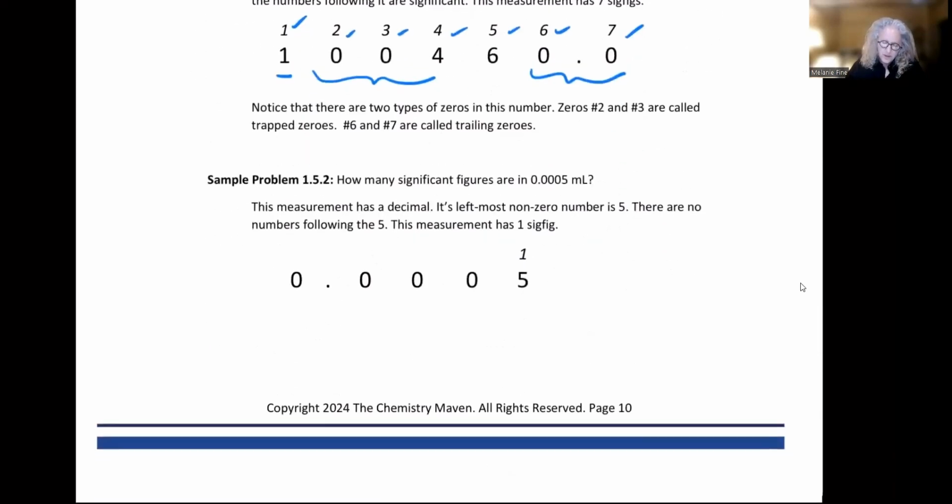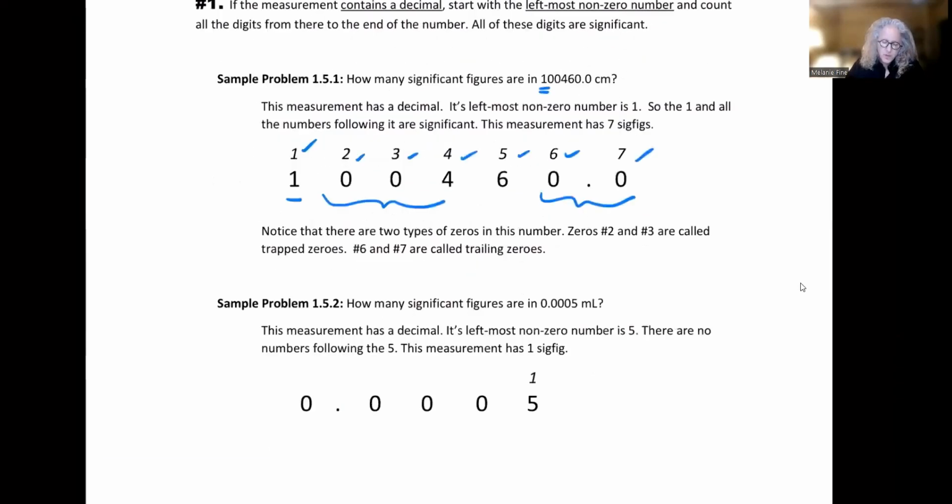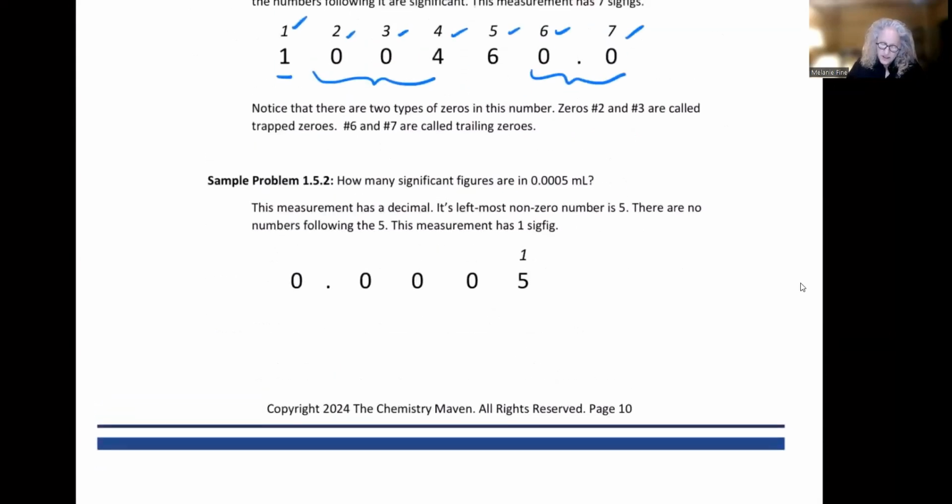Here's another sample. How many significant figures are in 0.0005 milliliters? This has a decimal. So again, according to this rule, we're going to start at the leftmost non-zero number, which is this, and we're going to count all the digits to the right. There are no other digits to the right, so it's just one significant digit, one sig fig.